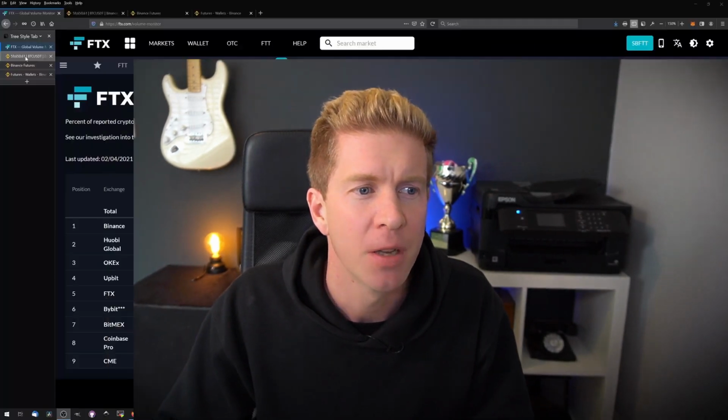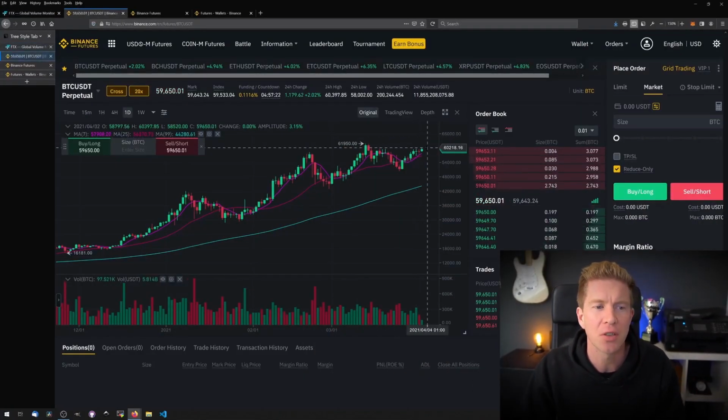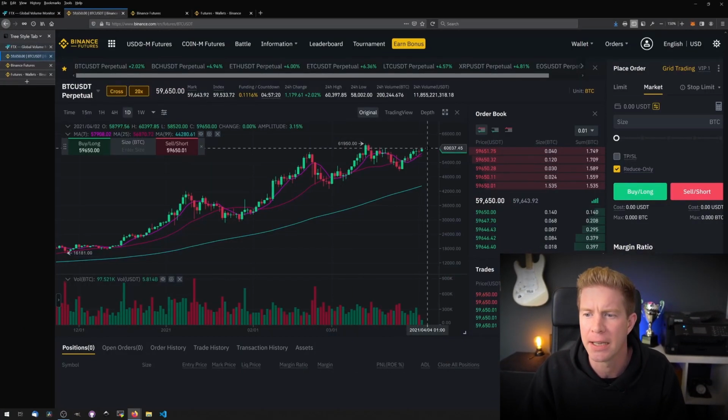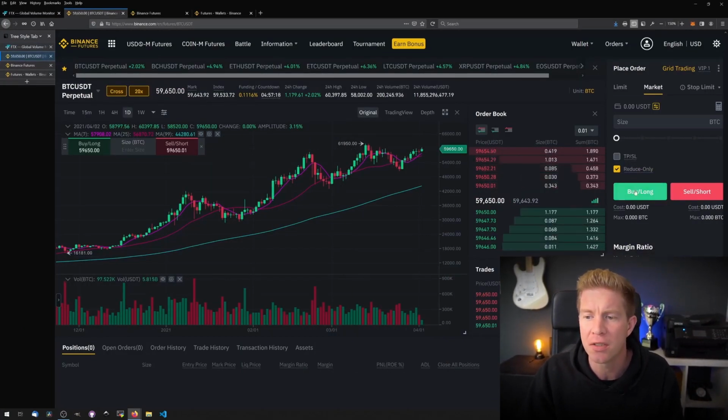Derivatives make up the majority of volume traded on cryptocurrency markets, and perpetual futures are the most popular of these. You can see here the Bitcoin US dollar Tether perpetual futures contract on Binance. And a trader can use this to buy long if he thinks the price is going to go up, or sell short if he thinks the price is going to go down.